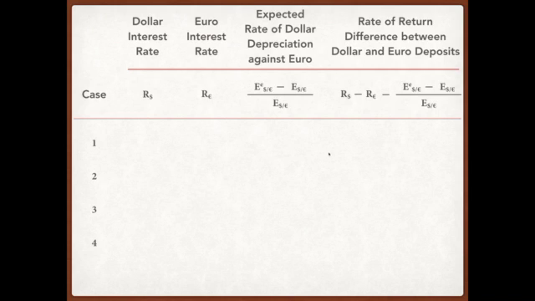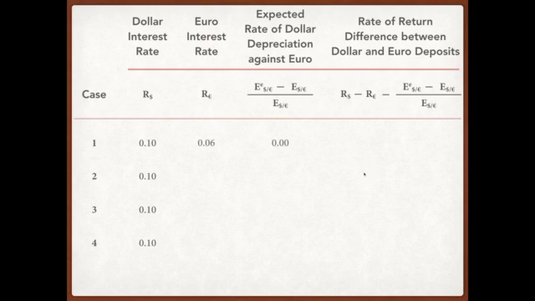So let's take a look at this. We're just going to assume that the dollar interest rate is going to be the same, 10%, for the four different cases that we're going to take a look at. We're going to vary the euro interest rate, and we're also going to vary the expected rate of dollar depreciation against the euro to see how that impacts the rate of return difference, i.e. which currency investment in the financial instrument of a particular currency is more attractive.